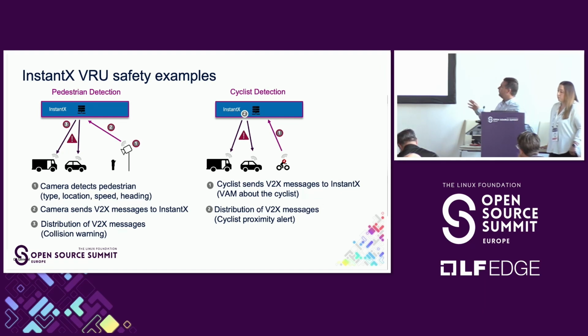And the other way around, all the cars can also send their position to the InstantX platform, so they can send the position to the cyclist. So with a specific application, the cyclist can see and can be advised that a car is near him and there is a risk of collision. So it is very good because it's not only a smartphone, it can also be smart glasses or something like that, just to have a warning that says, okay, a car is arriving and you need to be careful.